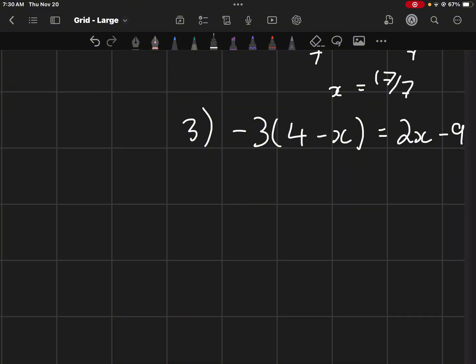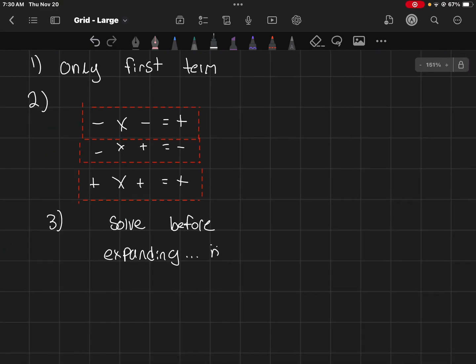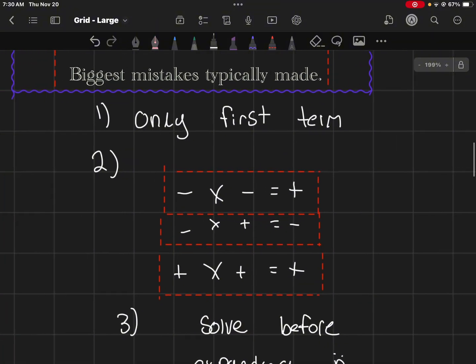Here's another example, basically the same thing. Negative 3 times 4 and multiplied by the negative x gets us negative 12 and plus 3x, since a negative times a negative is a positive. Then we keep our 2x minus 9 and we simplify to get us x, and we add 9 to both of these sides. This gets us 3.